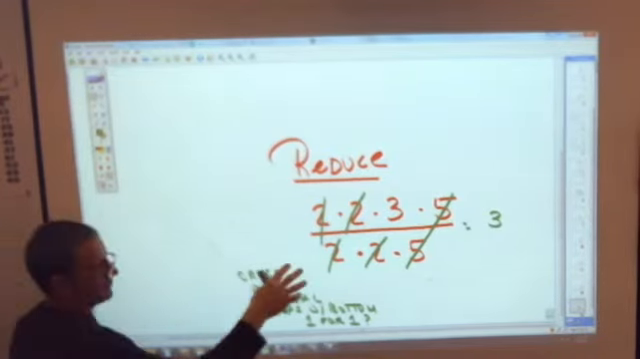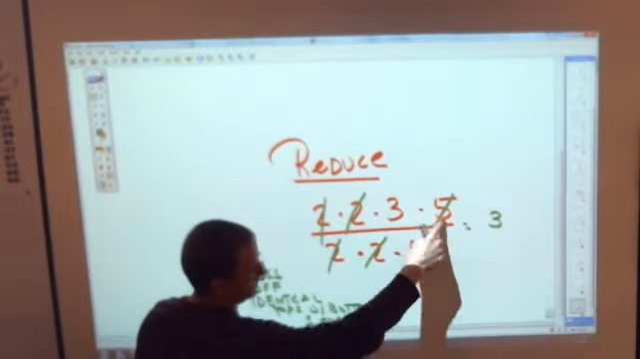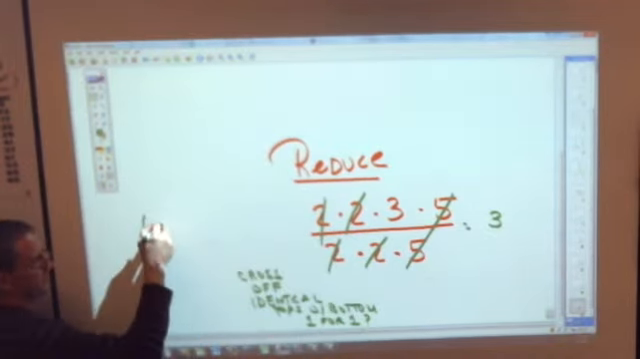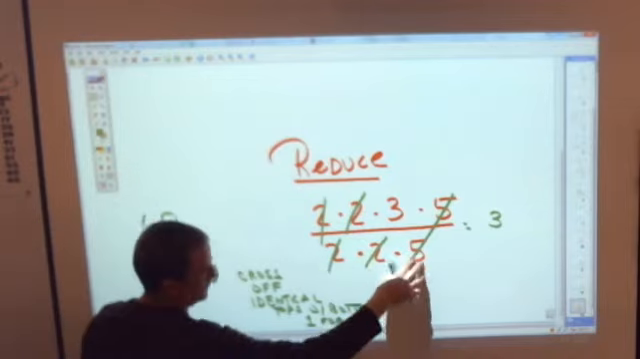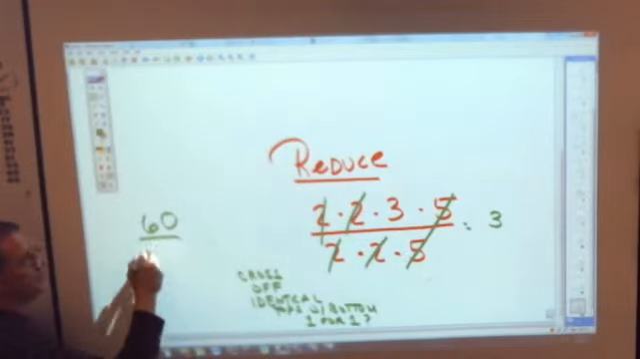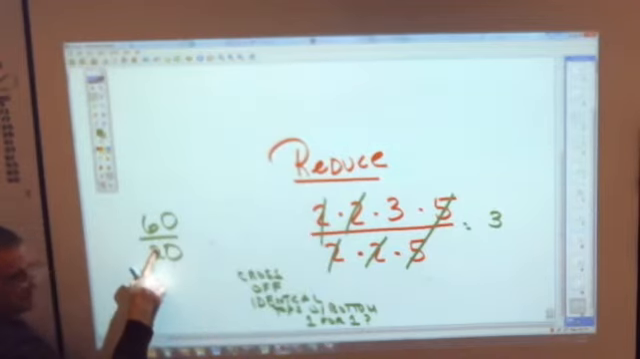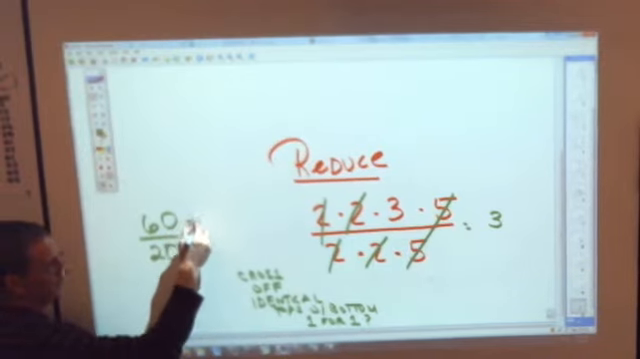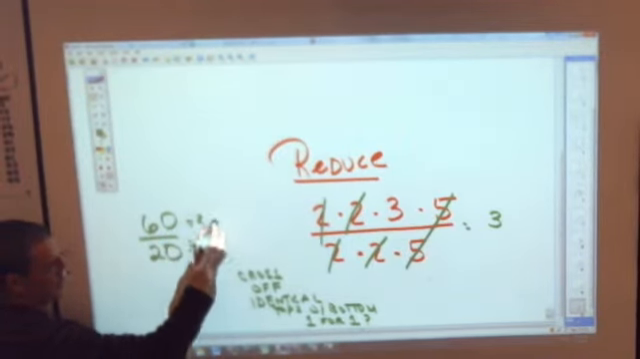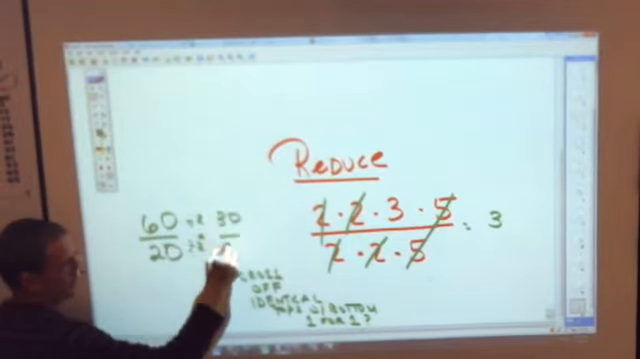What they are trying to get you to see is this. If I multiply this out, does anybody know what 4 times 15 is? 60, right? And 4 times 5 is 20. This and this are the same thing. And they're asking you, if you reduce this, what would it look like? Well, I could cut them both in half and get 30 over 10.